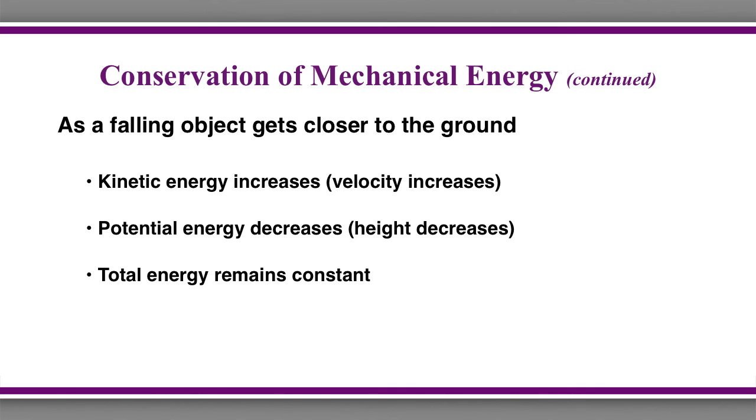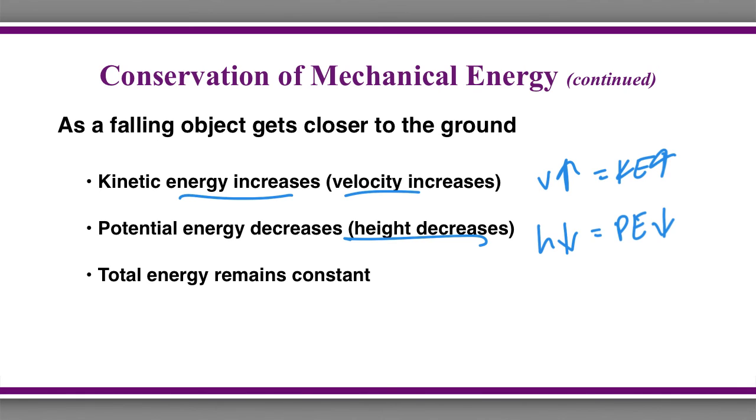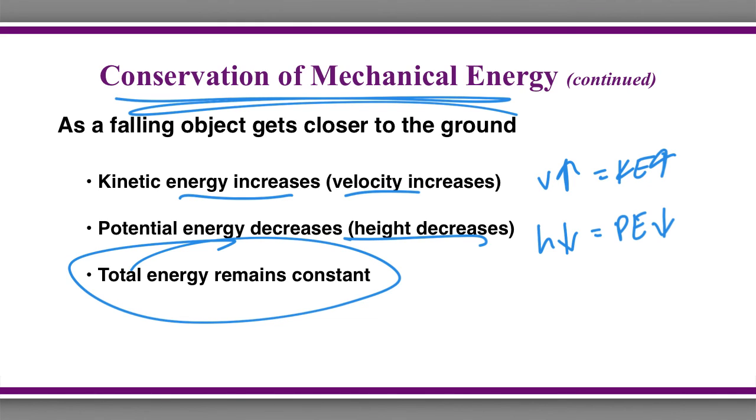If the object were coming down, we would see relatively the same relationship, right? Kinetic energy is going to increase because velocity is going to go up, therefore K is going to go up. However, the height is decreasing, therefore potential energy is going to also decrease. But again, the total energy of the system remains constant because of this conservation of energy relationship.